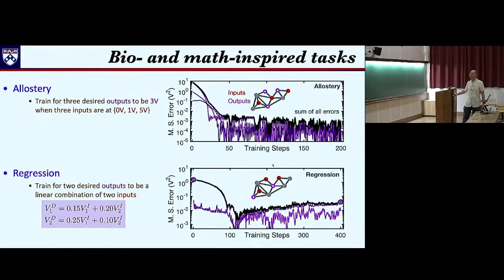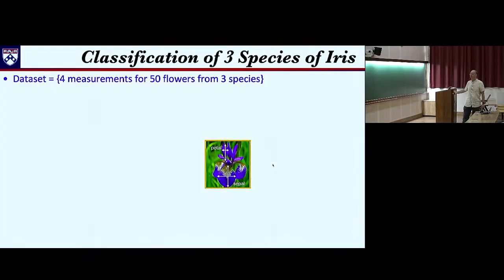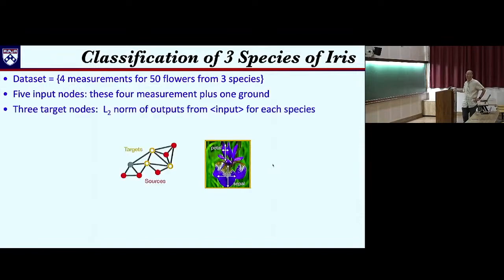You can do classification. This is the example that Andrea showed. So here we have photographs of iris flowers, okay? And someone came along and measured four numbers for each photograph. They did that for 50 flowers for three different species of iris. So that's the data set: four measurements for 50 flowers, three species. And the idea, of course, is then to classify. Once you have those numbers, can you tell which species of flower you are looking at?